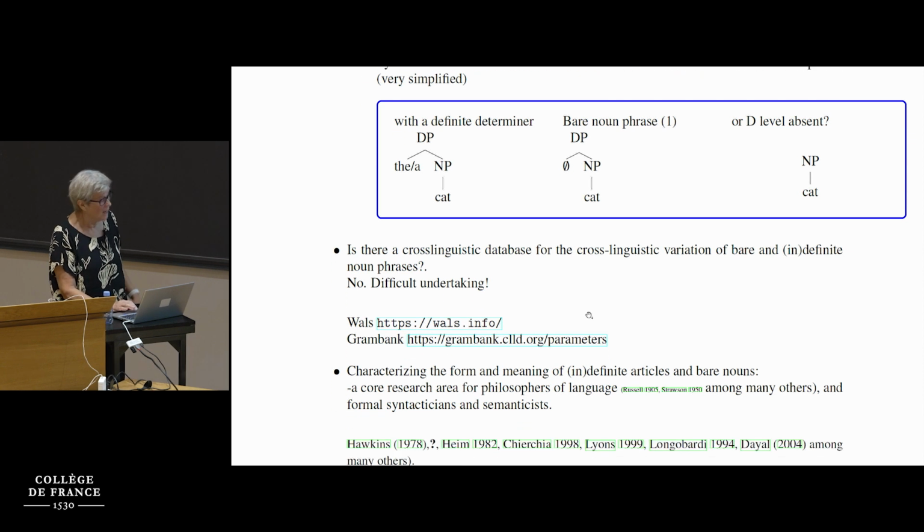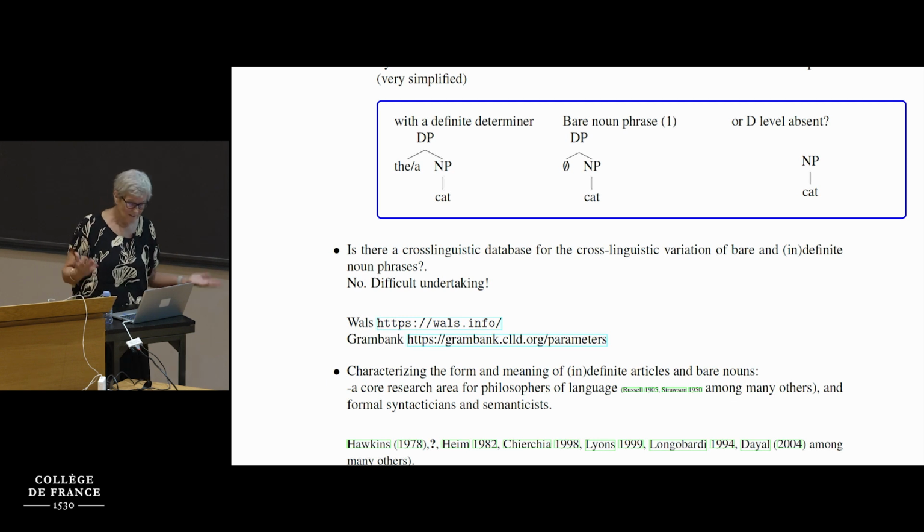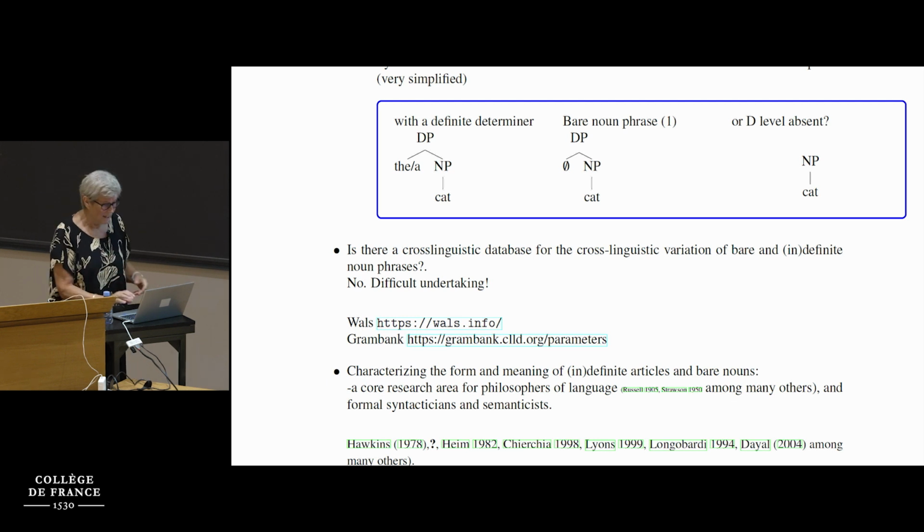Okay, so my question here is is there anything in the field where we have a cross-linguistic database for this variation that we find in languages? So there's a huge amount of variation, it's very messy, and it looks kind of bewildering a little bit. So there is no database that codes up what we know should be coded up. It's also a very difficult undertaking.